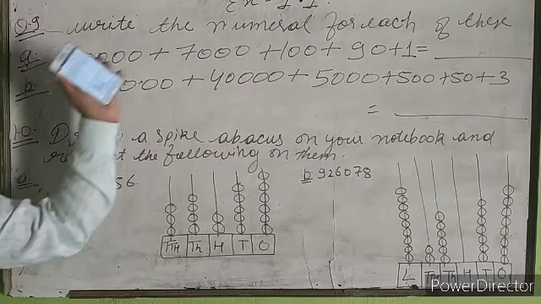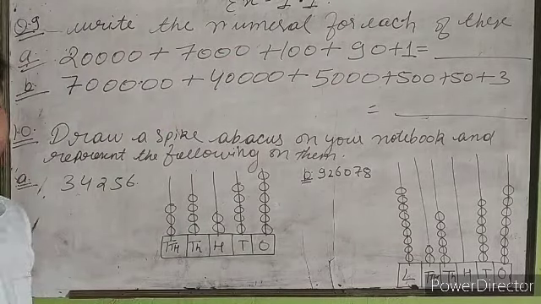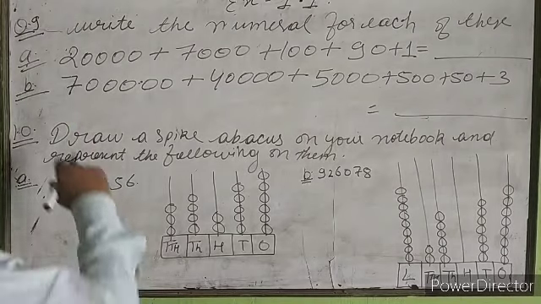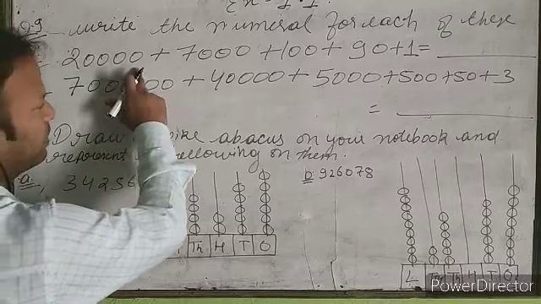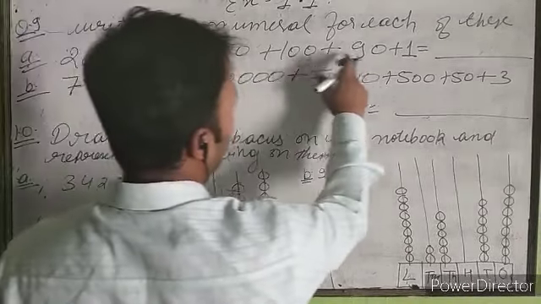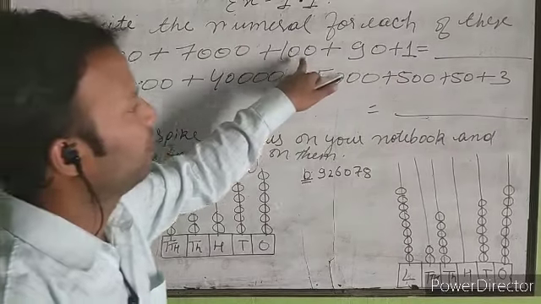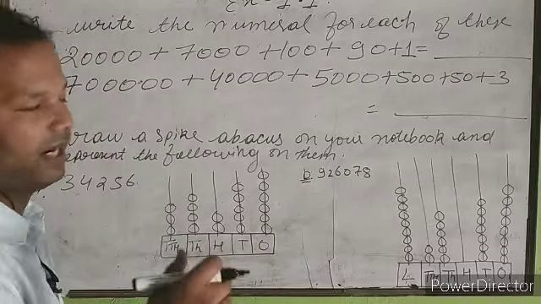Okay, now question number 9: write the numeral for each of these. In question number 8, we wrote in the expanded form. Here we have to write the numerals. Now see, it is ones, tens, 100, 1,000, 10,000. It is 20,000, 7,000, 100, 90 and 1. So it is 27,191. It is very simple, or you can find it by adding also.